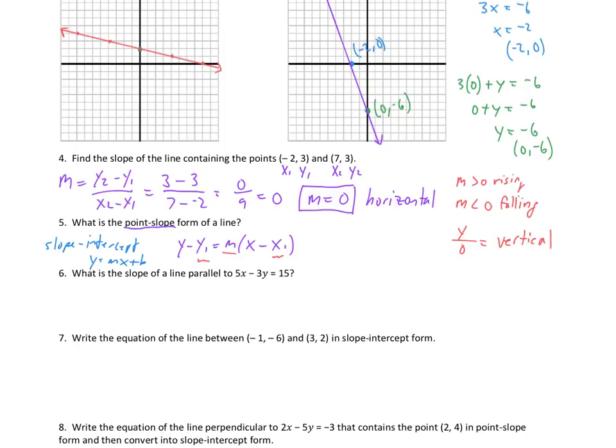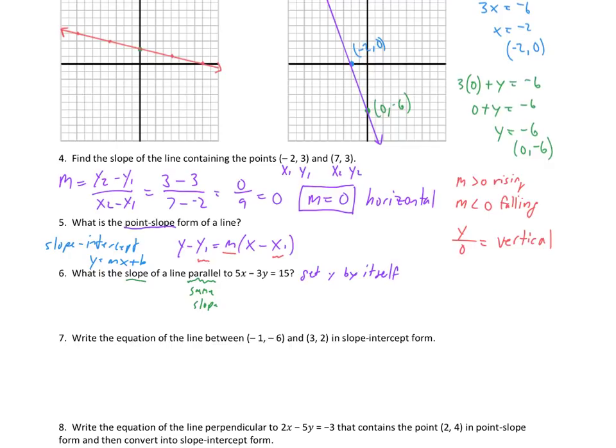So if I could find the slope of the line that we are given, our parallel line would have the same slope as the line that we have. Well, if I wanted the slope of the line we have, we're going to put it into slope-intercept form so I can see its slope. So I'm going to get y by itself. Pretty normal thing to do.